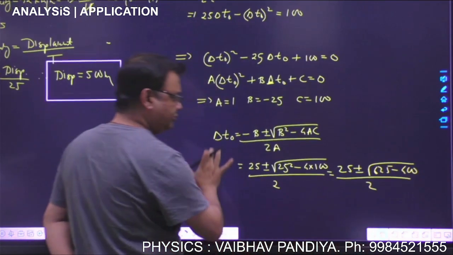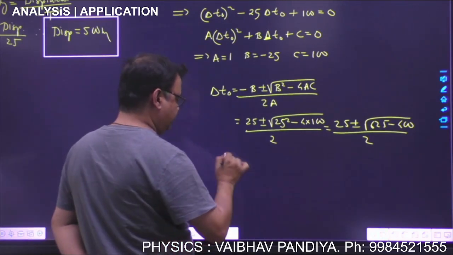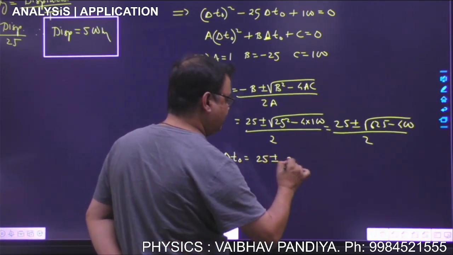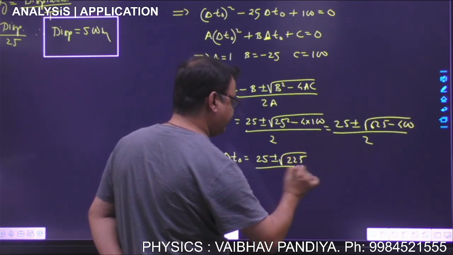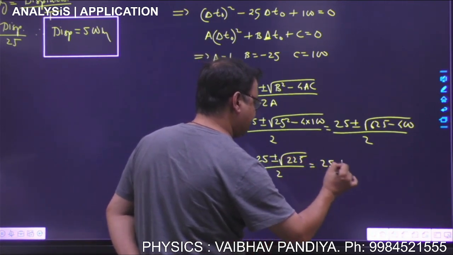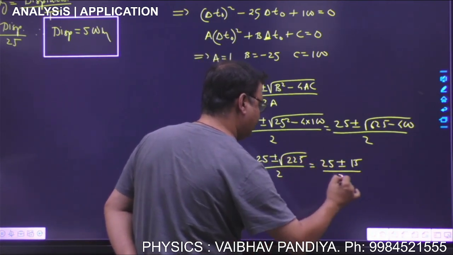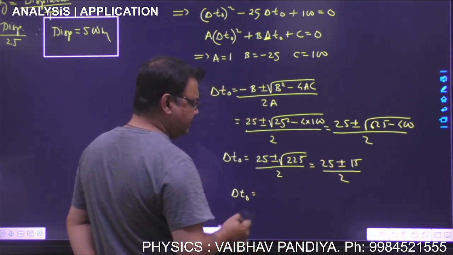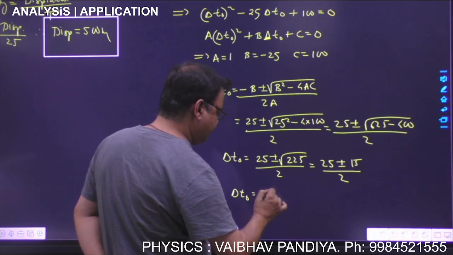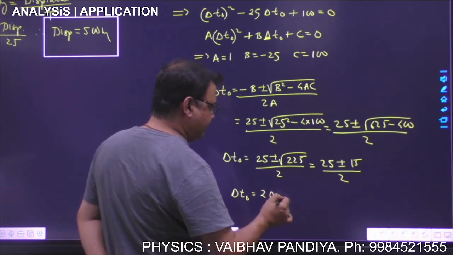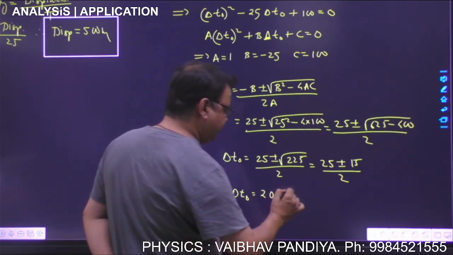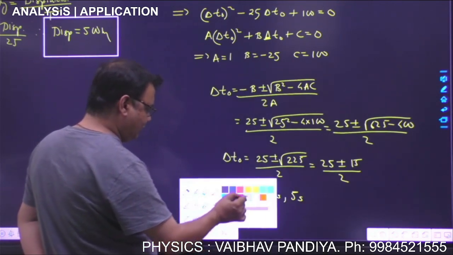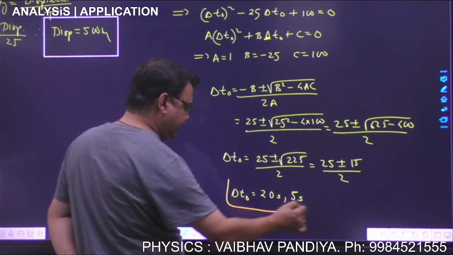Got it? So you'll get delta t naught as how much? 25 plus minus root 225, divided by 2, that is 25 plus minus 15 by 2. So we'll get the two values of delta t naught: 25 plus 15, that is 40 by 2, 20 seconds, and 25 minus 15, that is 10 by 2, 5 seconds. Okay, so basically we are getting two values of delta t naught.